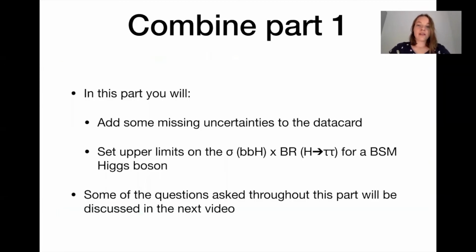Now, having learned a little bit about the datacard format, you will start working with datacards immediately, and the first thing that you will do is add some missing uncertainties to the example datacard that we'll be providing in this session. And after that, you will set some upper limits on the cross-section times branching ratio for bbH production with the Higgs to tau tau decay for a BSM Higgs boson. Now, throughout this section, we'll ask you some questions, and they will be discussed in the next video. So please watch that video once you are done performing the exercises in this section.